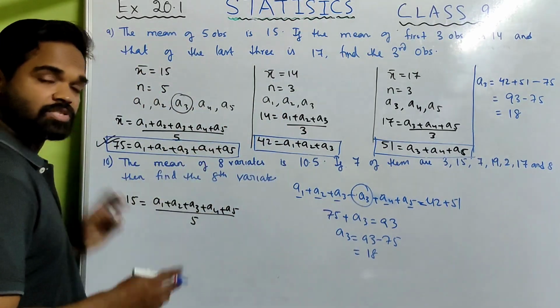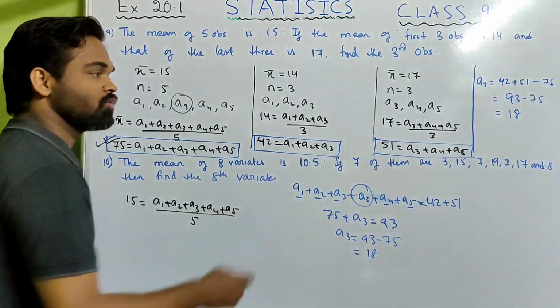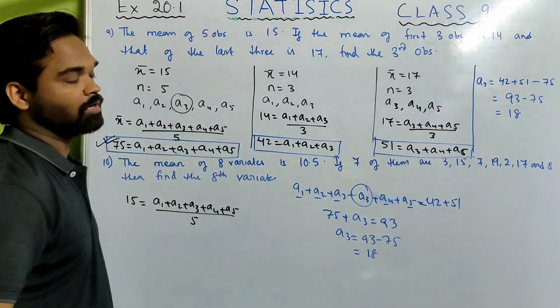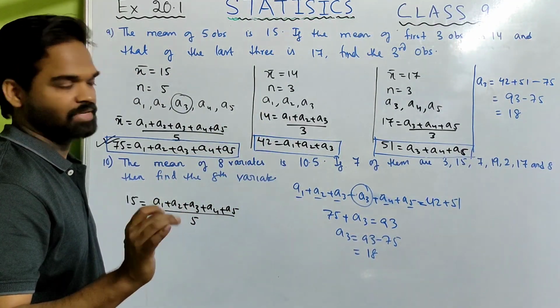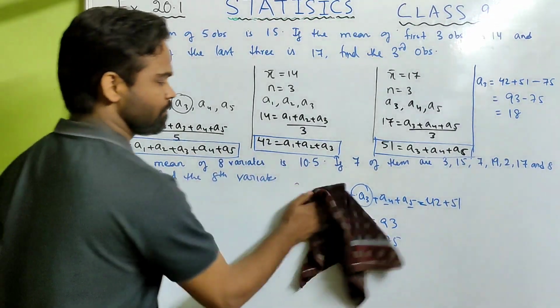Get the sum of first 5 observations, get the sum of first 3 observations, get the sum of last 3 observations, and then add these two and subtract this. You'll get your third observation. Clear? Now let us see sum number 10. I'll just drop this part.